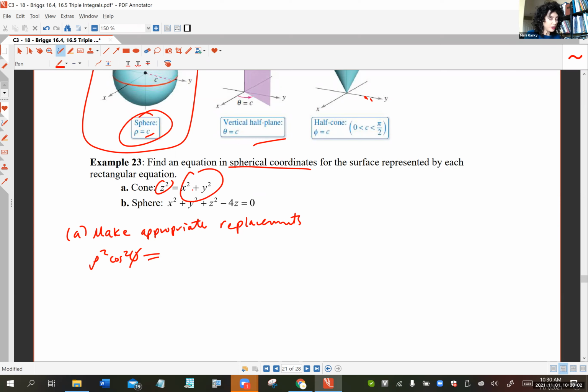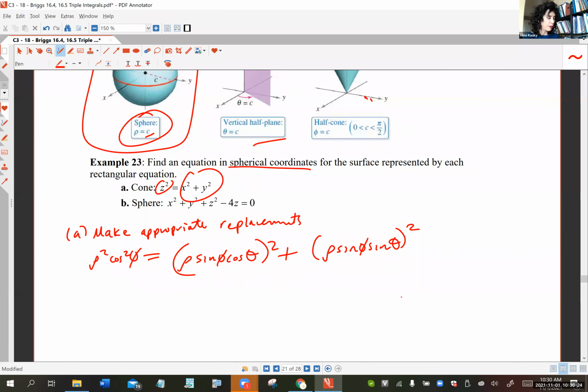Then what is x squared plus y squared? Well, x is rho sine phi cos theta, so you're going to square it. And then y is rho sine phi sine theta, so you're going to square it. So this is a big mess. You could say, well, I'm done, I converted everything to spherical. Yeah, but you're probably not going to get much credit.